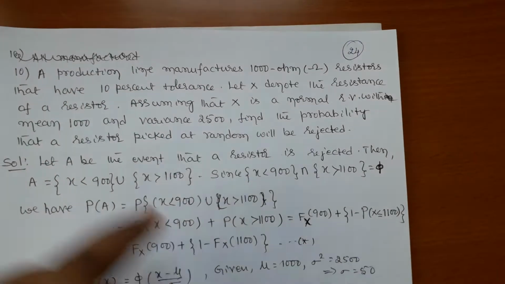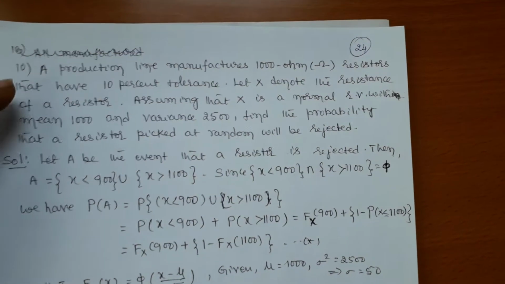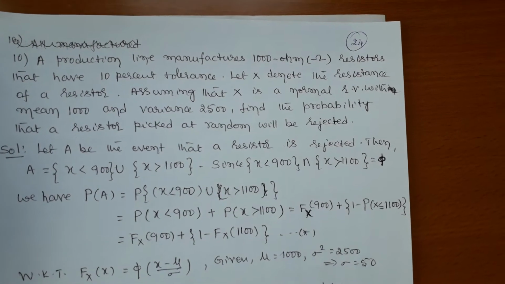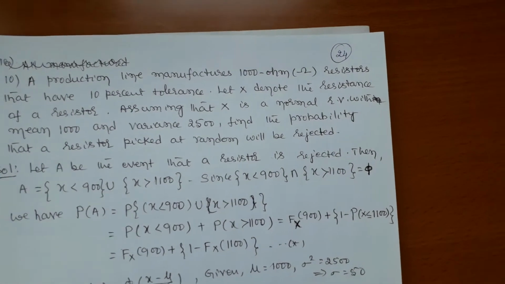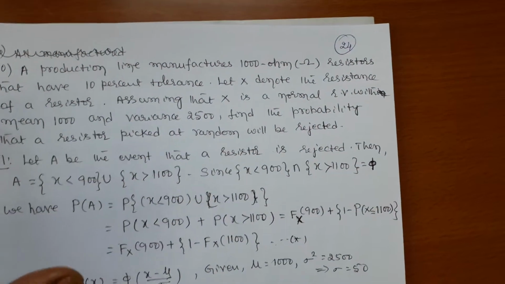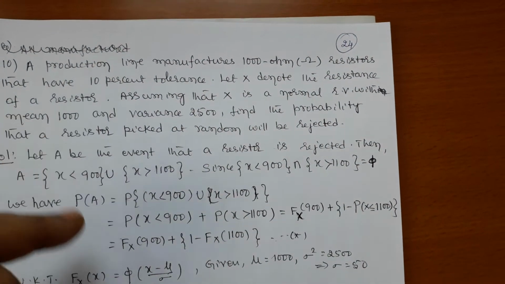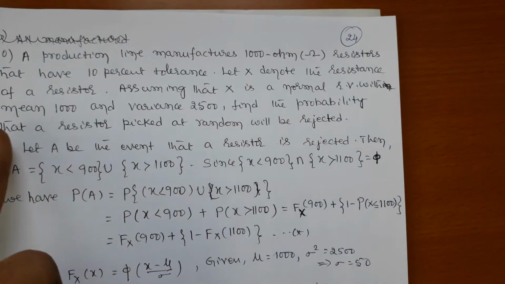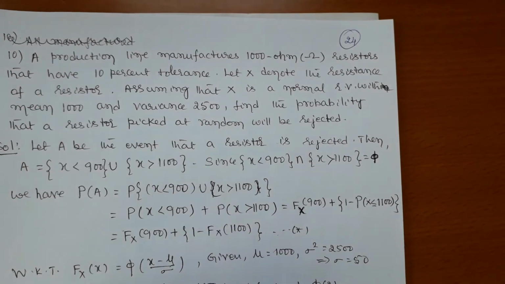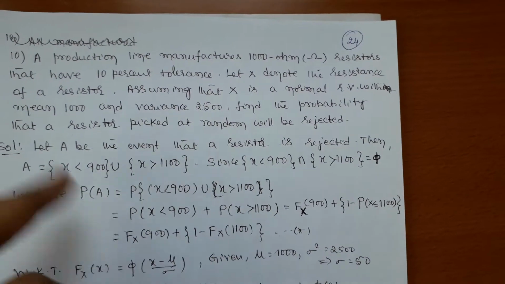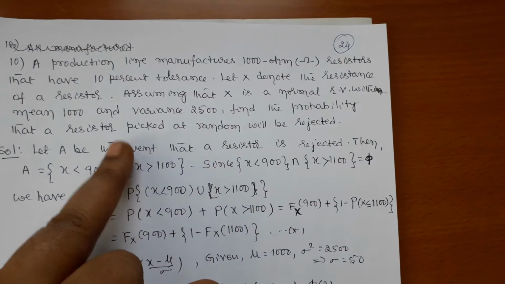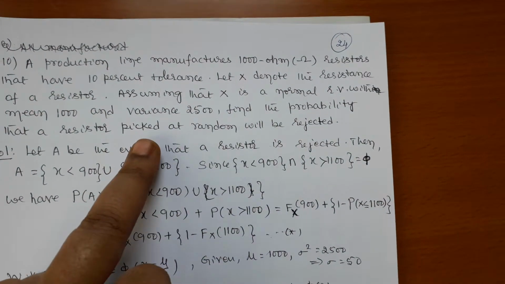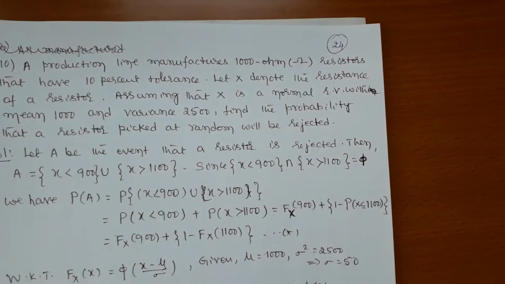A production line manufactures 1000 ohm resistors that have 10% tolerance, that is plus or minus 10%. Let X denote the resistance of the resistor. Assuming that X is a normal random variable with mean 1000 and variance 2500, find the probability that a resistor picked at random will be rejected.